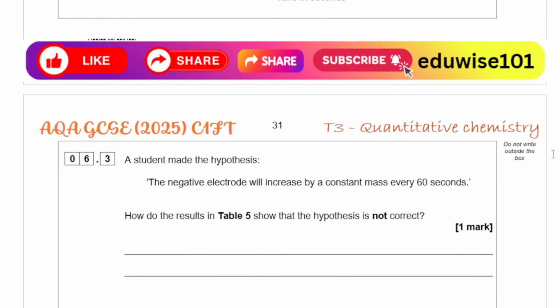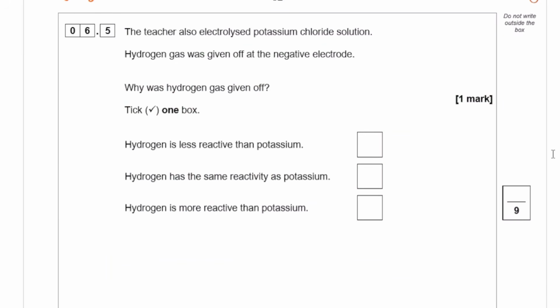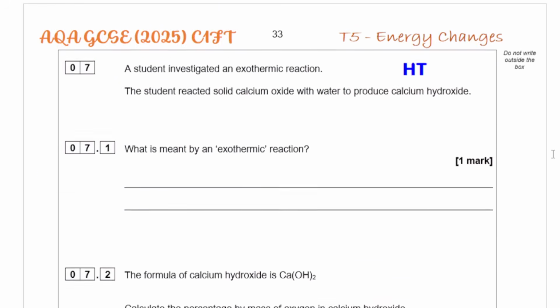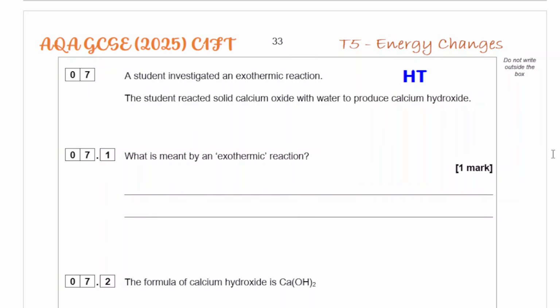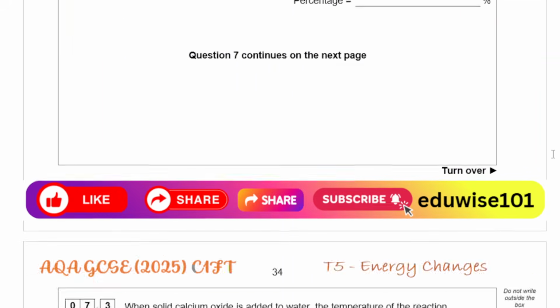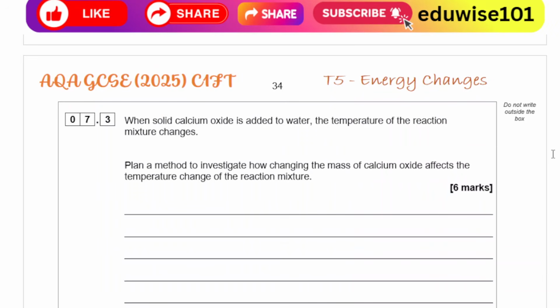And question 7 is on the topic of energy changes again, for exothermic and endothermic reaction, and there's your 6-mark question for this paper.